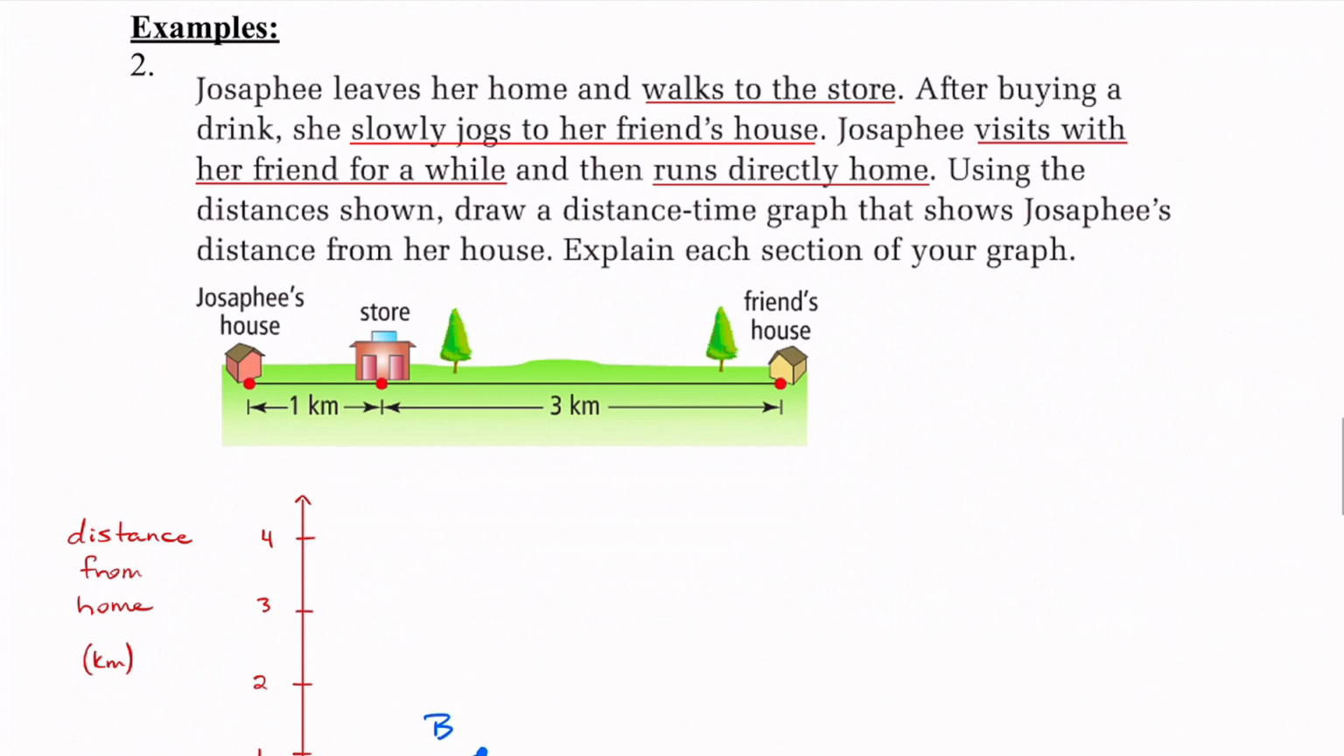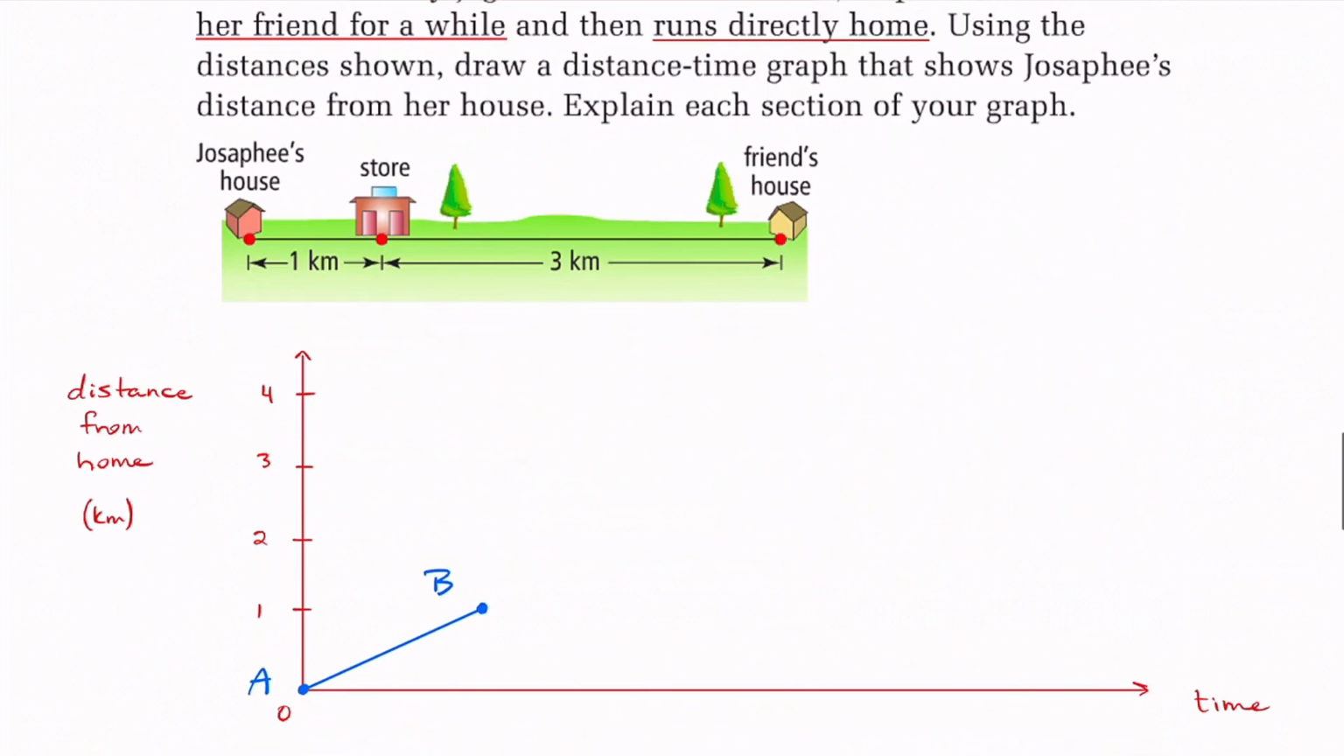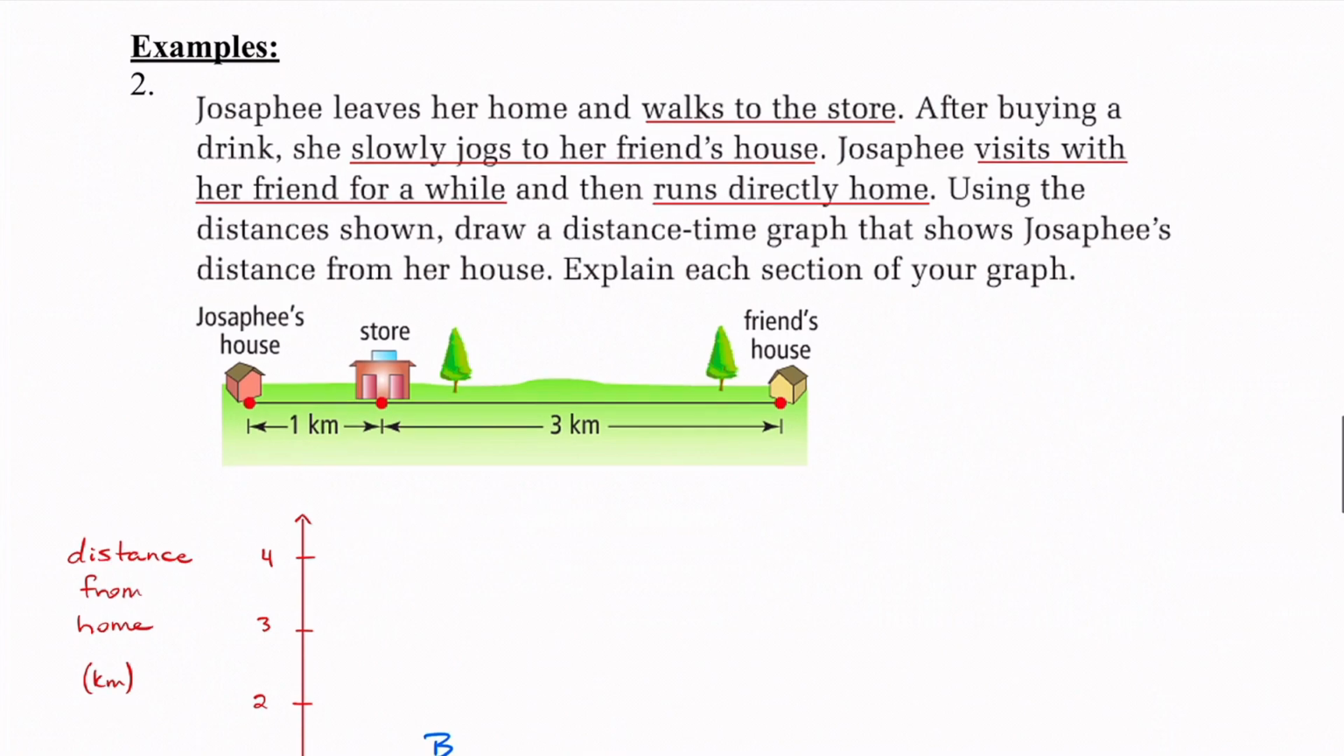Okay, now it says after buying a drink, so that means I had to be there at the store for a while, so my distance from the store is not changing. My distance has to flatline, because I'm not going farther away and I'm not coming closer to home. So we get a flat line. We'll get to a point, we'll call it C. Okay, and then we'll go to the next thing.